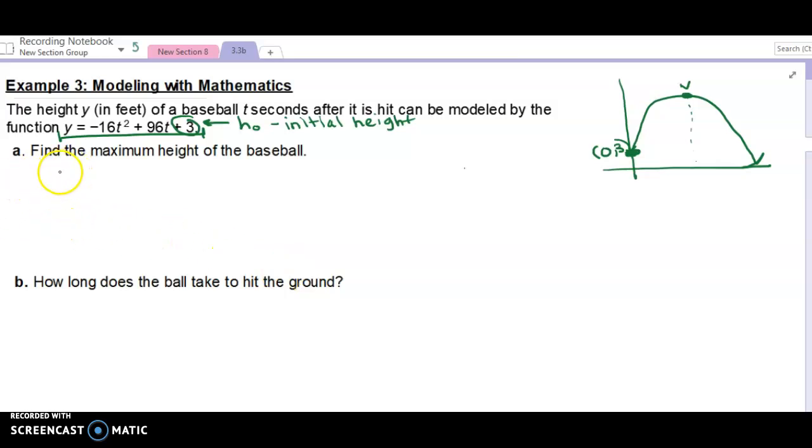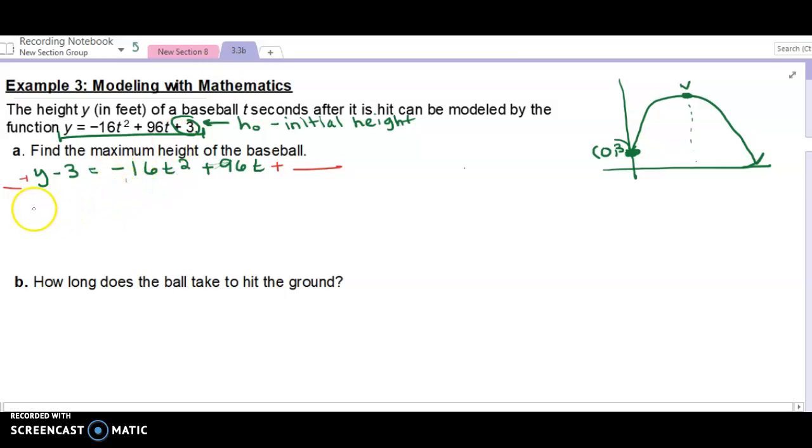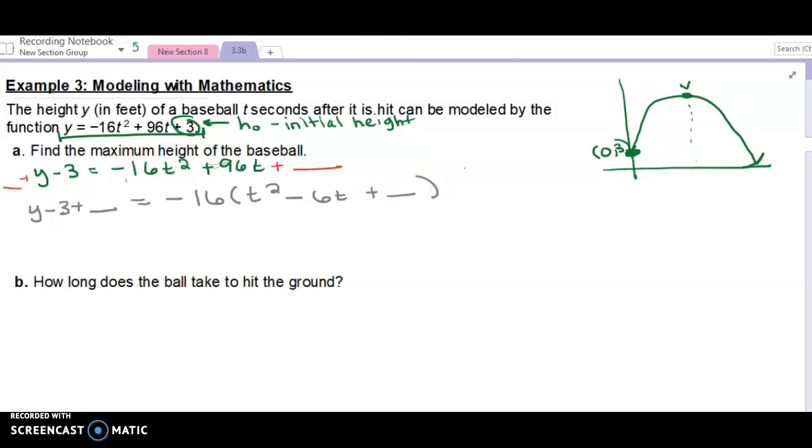Okay, so I'm going to go ahead and put this in vertex form. So the first thing I want to do is move the 3 over. So it'd be y minus 3 equals negative 16t squared plus 96t. Now remember, from here, I want to add some number to the right and that same number to the left as well. But also remember that I always wanted my A value to be a 1. So y minus 3 plus some number is going to equal... so what I'm going to do is factor out this negative 16. And when I do, I get my t squared, and then I get a minus 6t plus whatever that number is. I'm going to go ahead and put this in the box now.